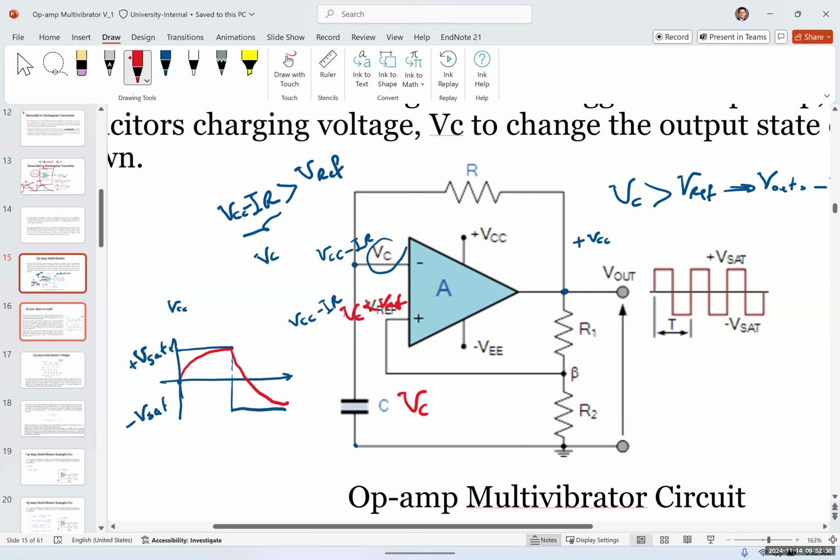And when VC is less than V reference, then the output V out would be equal to positive V saturation. So again, when it reaches this point, the output would jump back to V positive. And you're going to continue this cycle. So the capacitor voltage looks like this, and the output voltage would look like a rectangular.